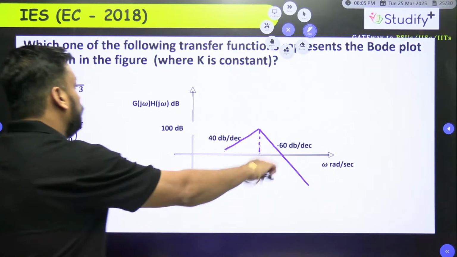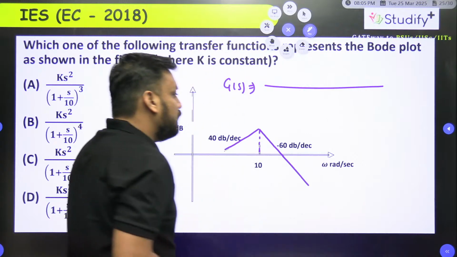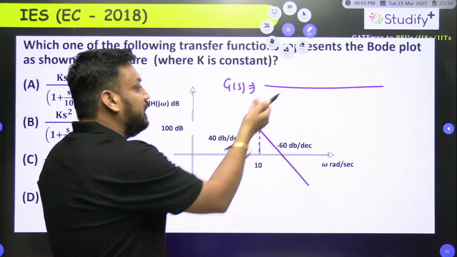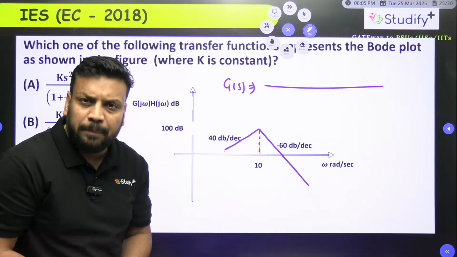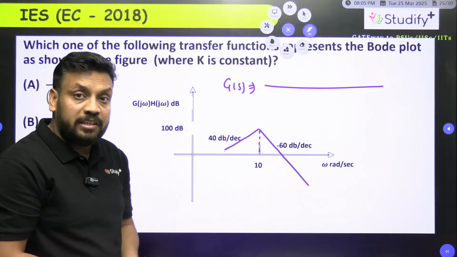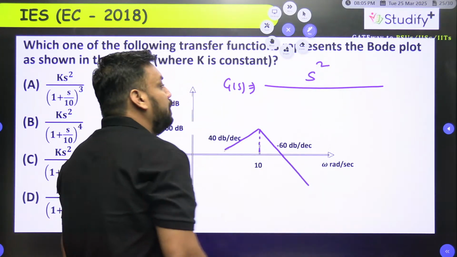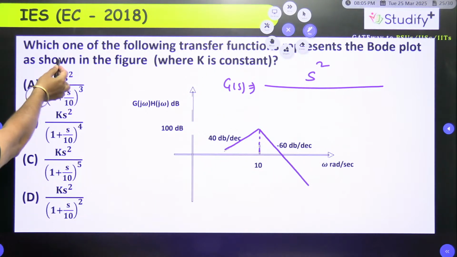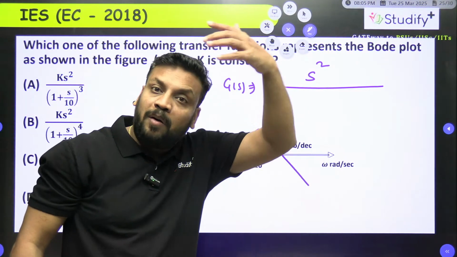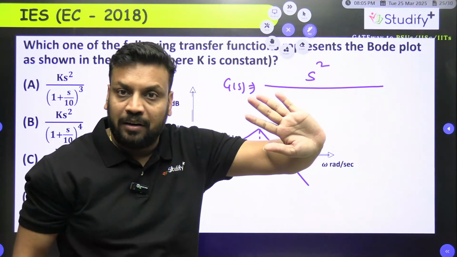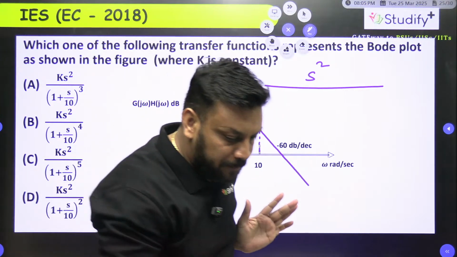Okay, so I am going to explain here parallelly. G of s equals. Of course, guys, there is no need to write this numerator and denominator. I just need to simply say that plus 40 dB per decade. अच्छा. Plus 40 initial slope, it means 2 zeros. It means there will be an s square term in the numerator. And the beauty of the options is what? All the options are having s square term in the numerator. So by observing this, we cannot eliminate any option. Okay, beta?